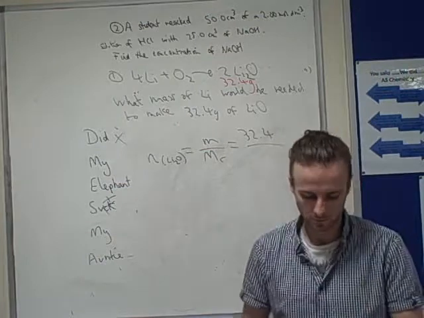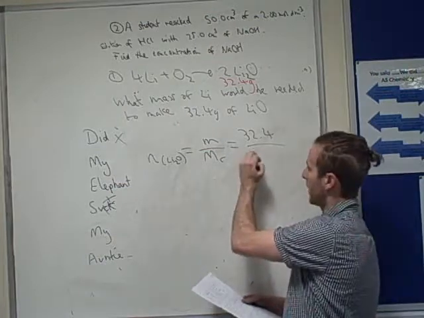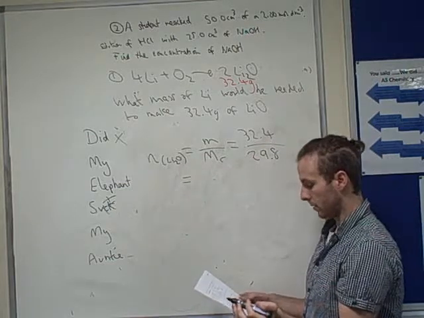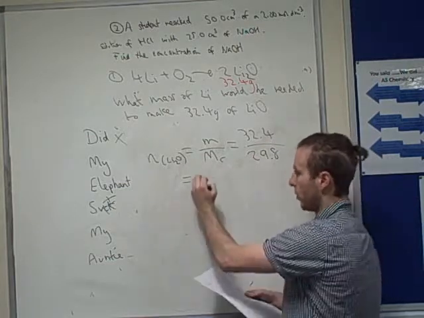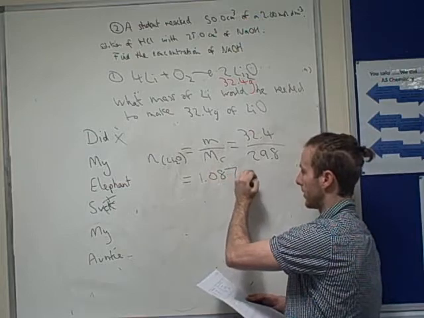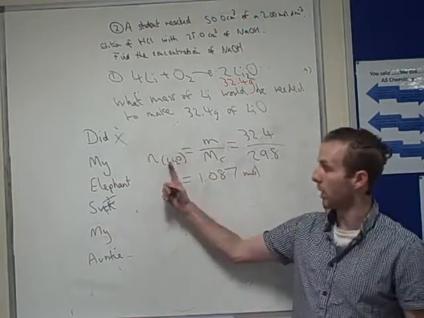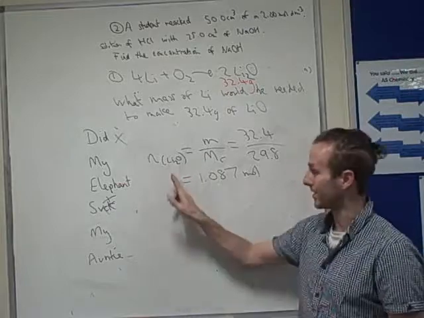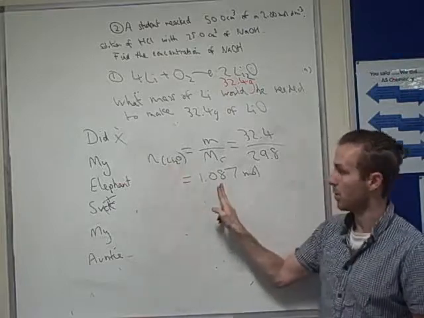The MR is going to be 29.8. So what will that come out as? My moles of lithium oxide will be 1.087 moles. I now know my moles. Let me start that again. I now know my moles of lithium oxide. This is my moles here.